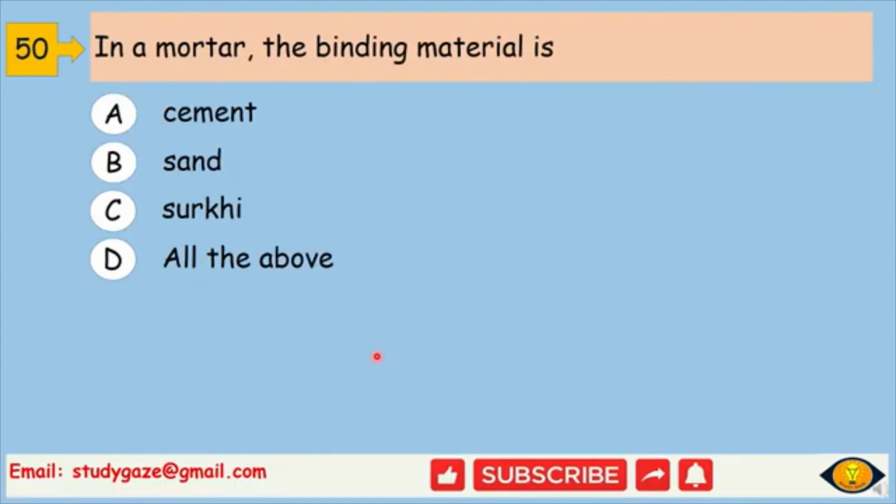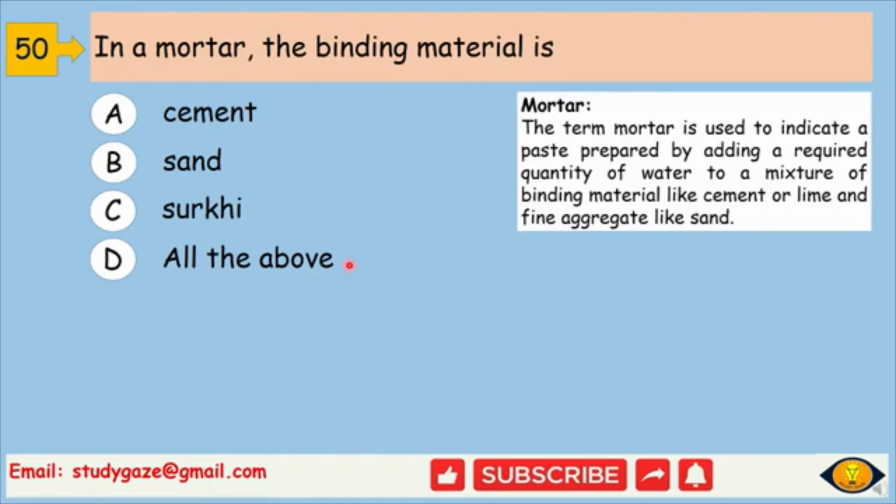50. In a mortar, the binding material is cement, sand, surki and all the above. The answer is A. Cement. The term mortar is used to indicate a paste prepared by adding required quantity of water to a mixture of binding material like cement or lime and fine aggregate like sand.